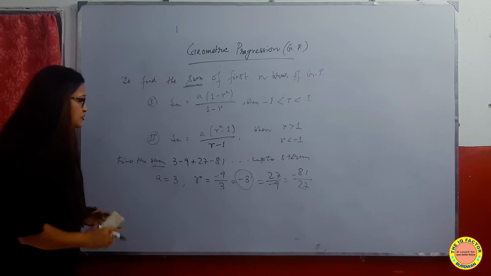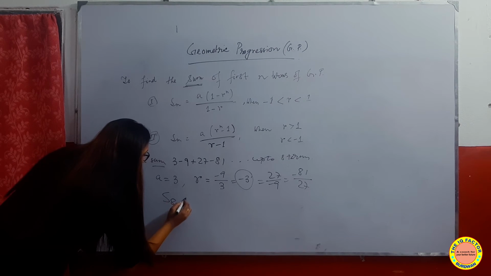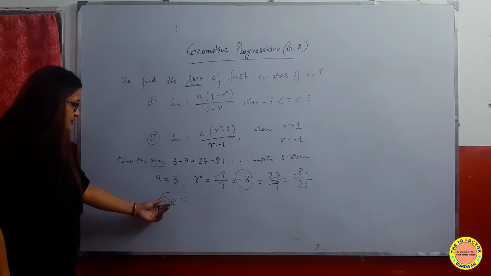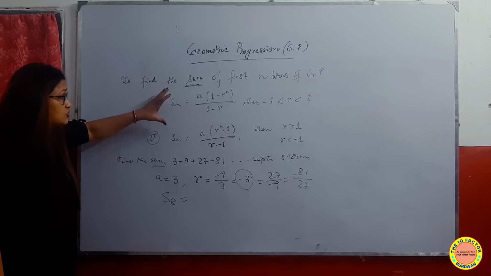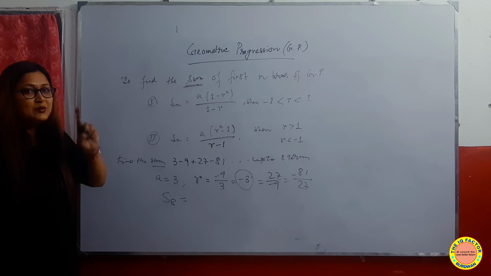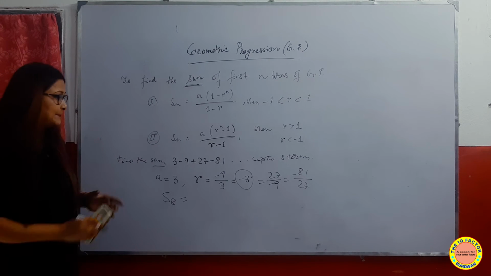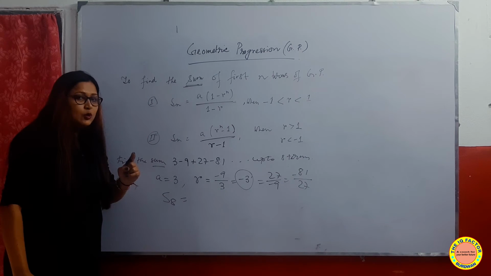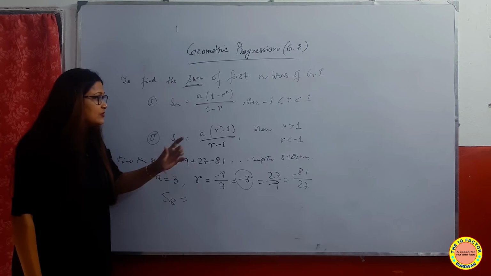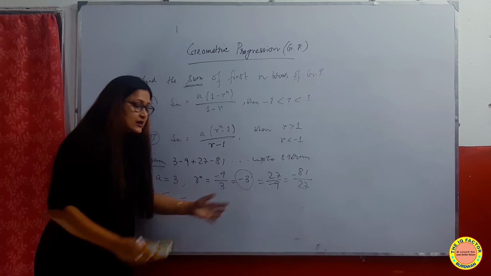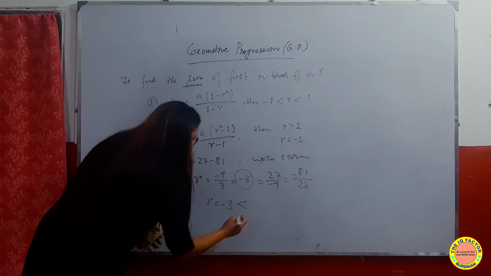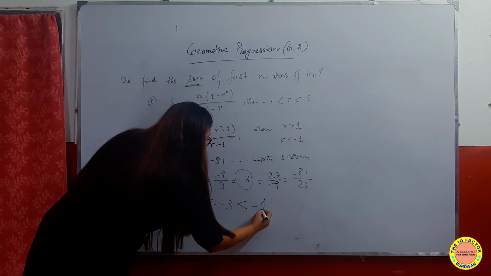Now we have to find out S8, the sum of up to 8 terms. Now two formulas are there. Which formula do we have to select or apply? Here r is minus 3. I have told you, depending upon the value of r, we will select the formula. Here r is minus 3, which is less than minus 1.